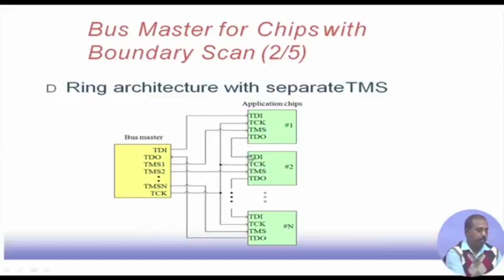So, the TDO output is connected to the TDI of the next one and so on, but these TMS lines are distinct. For each chip there is a TMS line, and the test clock signal is common to all of them. So, here separate chips can execute separate instructions.